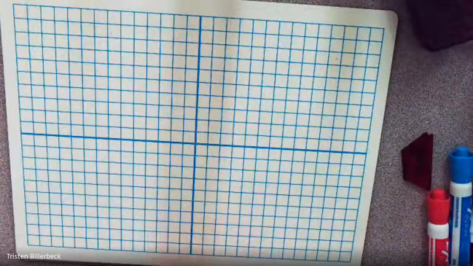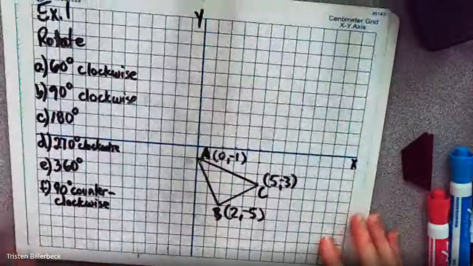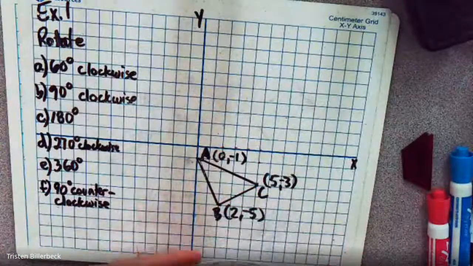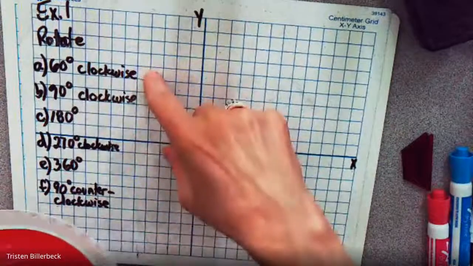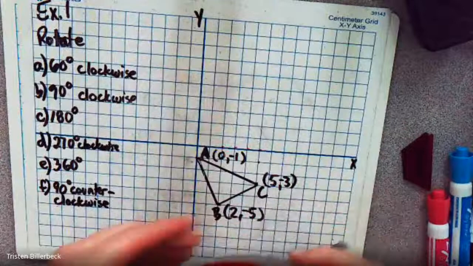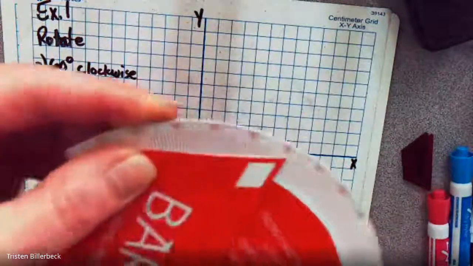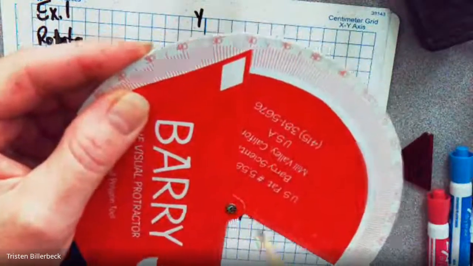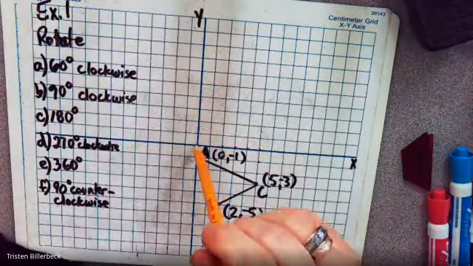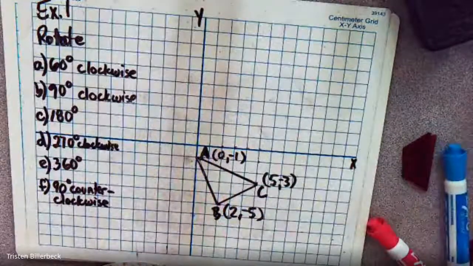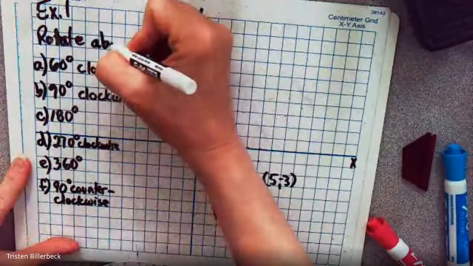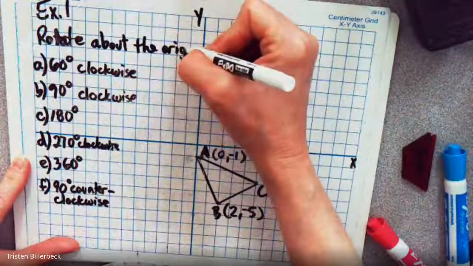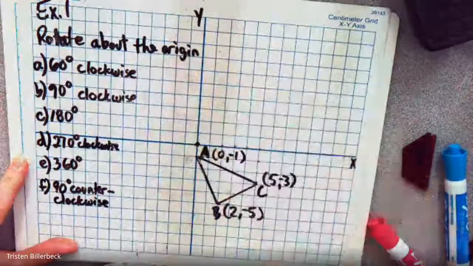All right, so let's go try this. This is a fancy little protractor. If I want to do 60 degrees, it's not going to be easy, to be honest. So I'm going to set this at 60, right there. This is my axis of rotation. So I'm going to rotate it about the origin. I should have probably said that. Rotate about the origin. This is the origin right there.